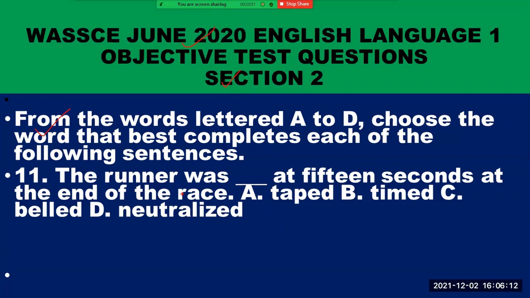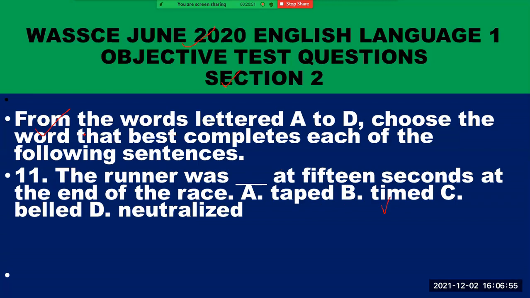So you see, when you look at this, we are looking for a word that actually fits within the register of athletic events. We are talking of running, either at the Olympics or any other competition. So a race, what is the appropriate word here? The runner was dashed at 15 seconds at the end of the race. So at the end of the race, you see that a runner is timed. All right, a runner is timed at 15 seconds.